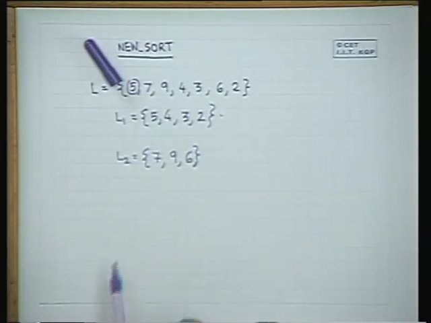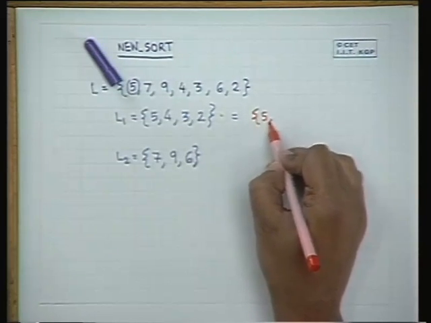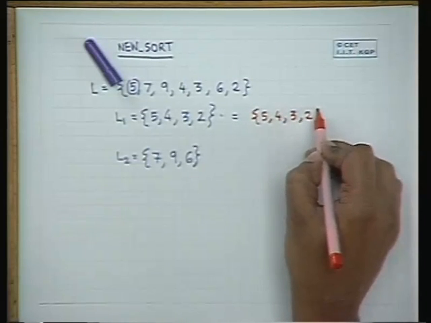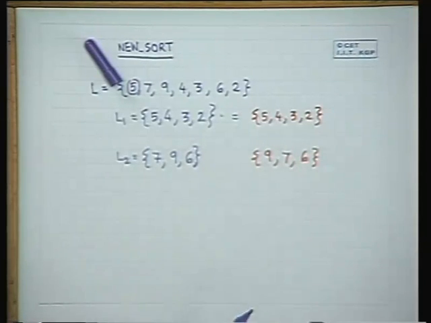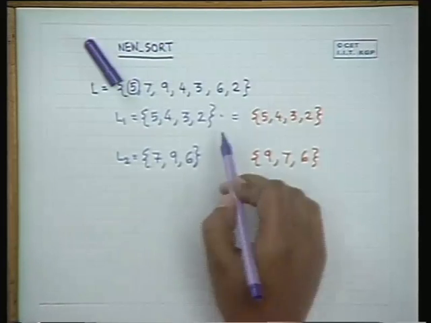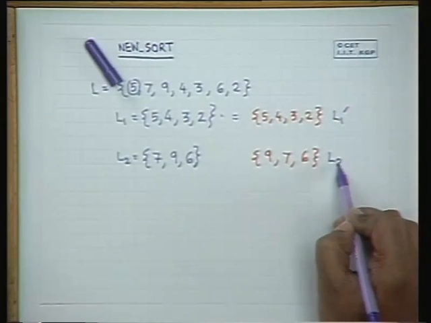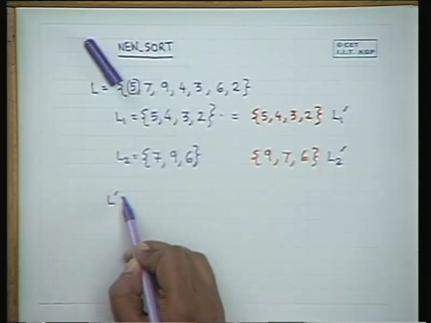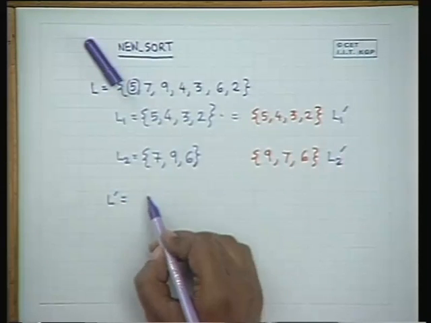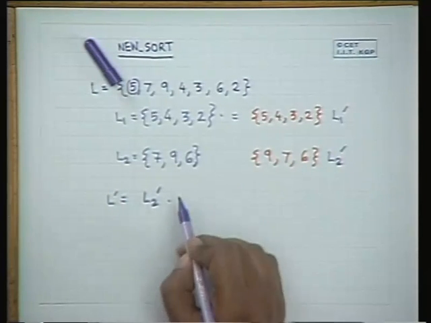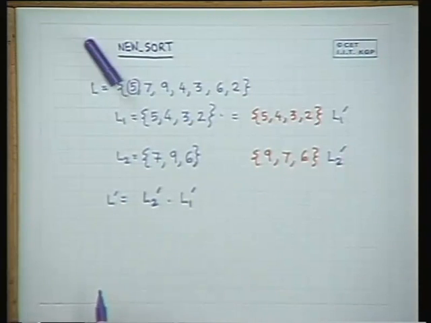Now can anyone tell me what to do after we have done this? Sort this, sort this. So after you have sorted this, and after you have sorted this, then how will you find out? So this is L1 dashed and this is L2 dashed, and what is L dashed? It is just this one followed by this one. So it is L2 dashed concatenated with L1 dashed, or appended with L1 dashed, or joined with L1 dashed.